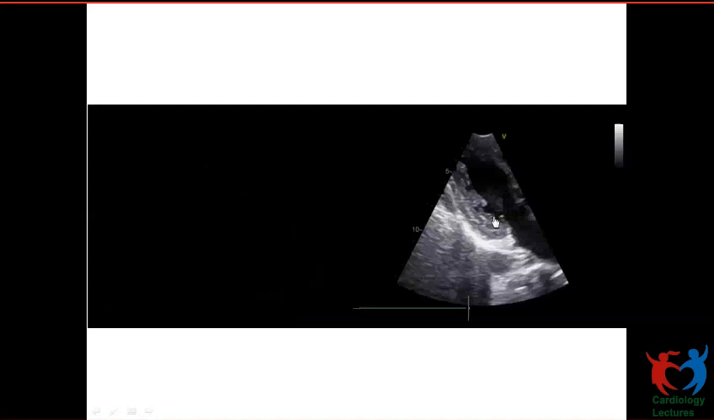Yes, ma'am. Papillary muscle is missing, ma'am. The anterolateral papillary muscle is missing. Very good, in the parasternal short axis view. So all of you can see this area, there is no papillary muscle at all. You can see the one papillary muscle here.